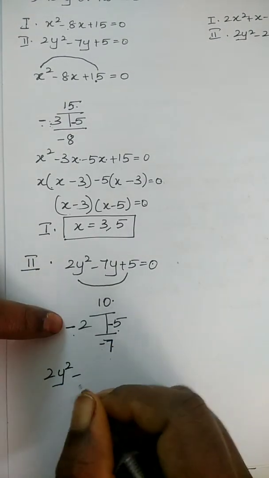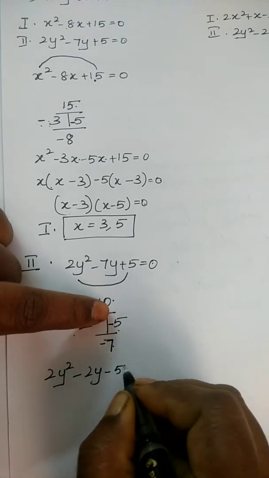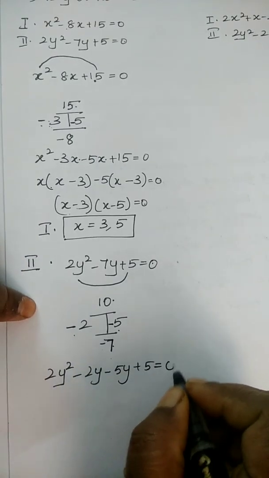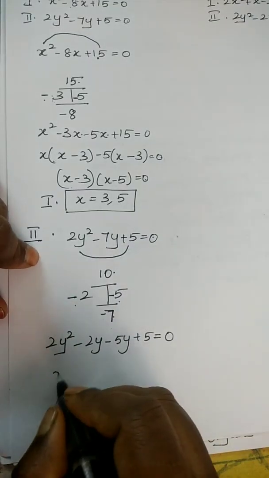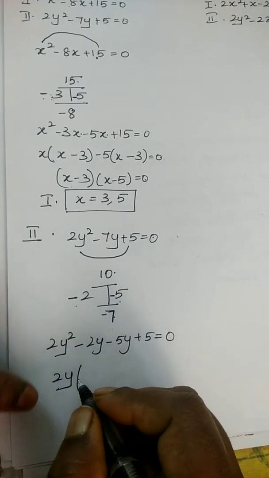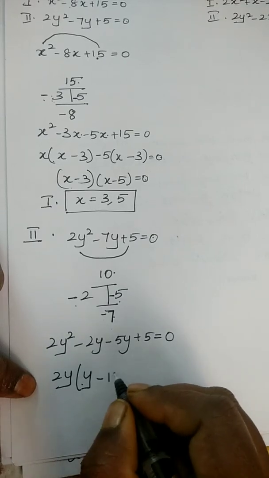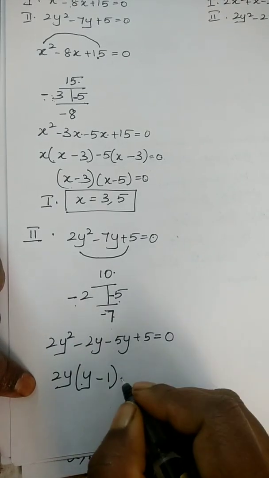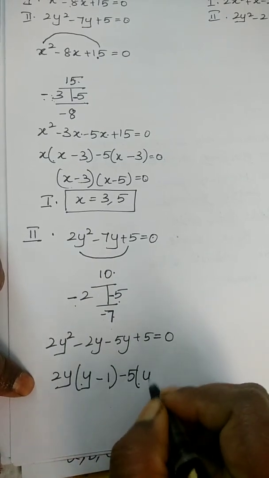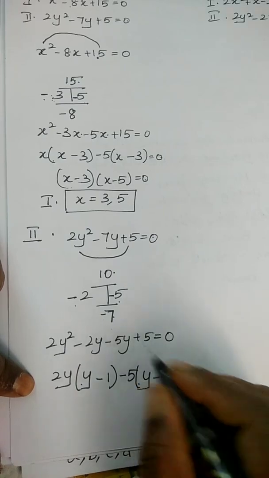Now write the split numbers. 2y square minus 2y minus 5y plus 5 equal to 0. Now take 2y as a common number. Then what is the remaining one? Y minus 1. Can we take minus 5? Yes. Y minus 1. Minus 5 minus 1 gives plus 5.